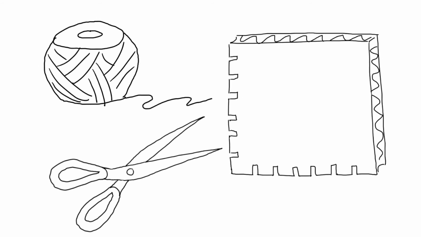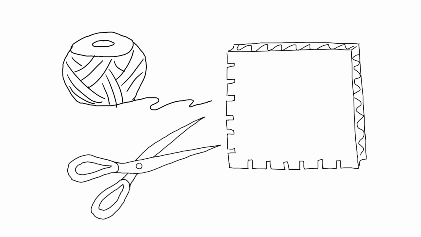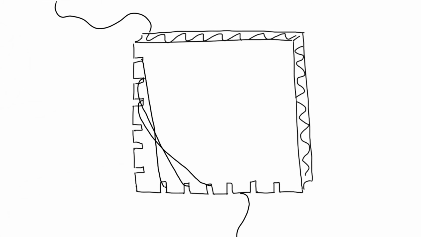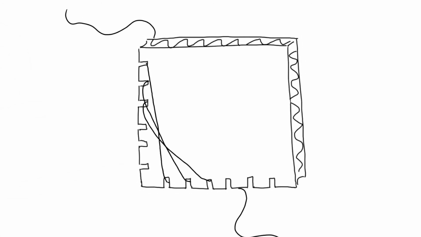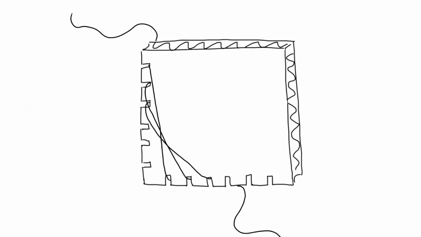Now here's something for you to try. Find a small square of cardboard, string, and scissors. Using the scissors, cut equally spaced notches into the cardboard. Then, wrap the string around the notches in the cardboard to mimic the method Gabo used to create his sculpture.